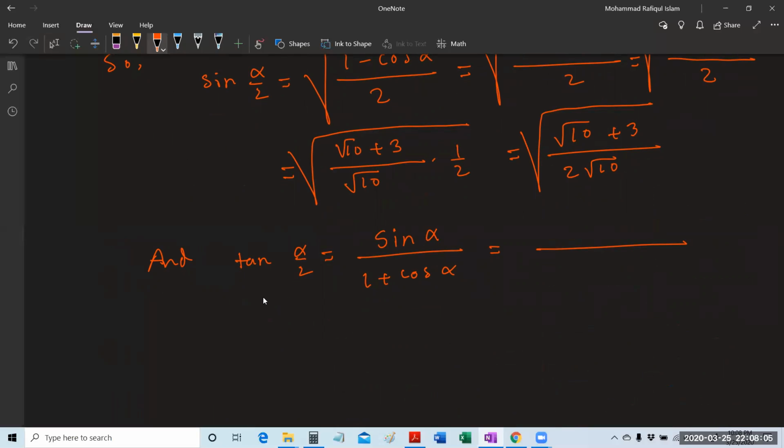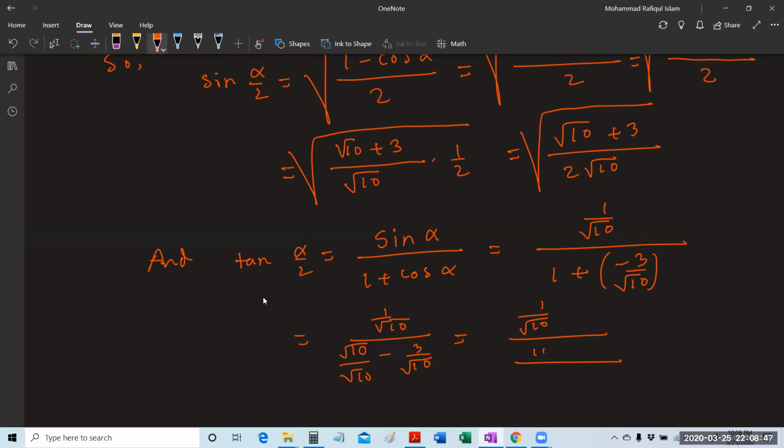So sine alpha, 1 over root 10, all over 1 plus negative 3 over root 10, and then we get 1 over root 10 over 1 minus 3 over root 10. We can rewrite this 1 to make a common denominator, so let me write that: root 10 over root 10. So in the numerator we have 1 over root 10, and in the denominator we have root 10 minus 3 over root 10. Then we can cancel out this root 10 from both numerator and denominator, and we are left with 1 over root 10 minus 3, and then we can leave our answer like this.